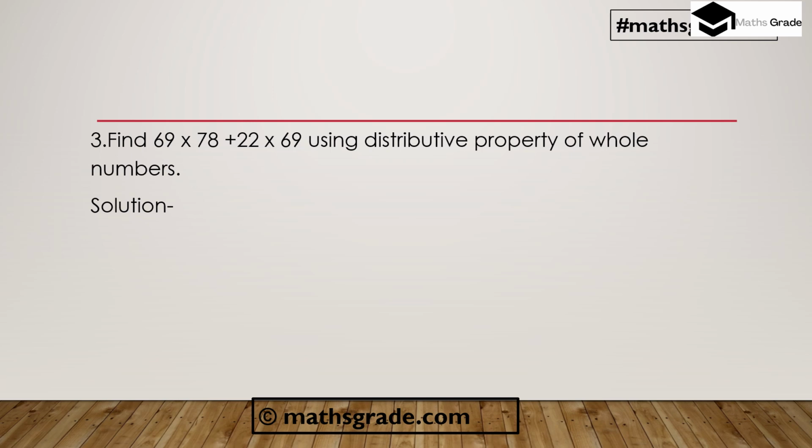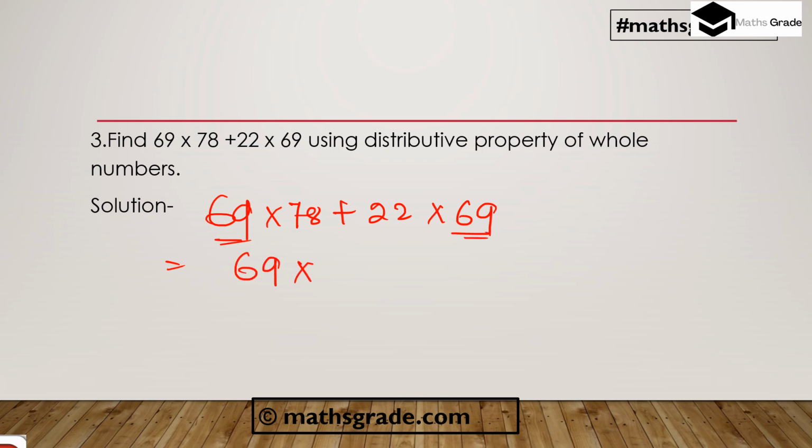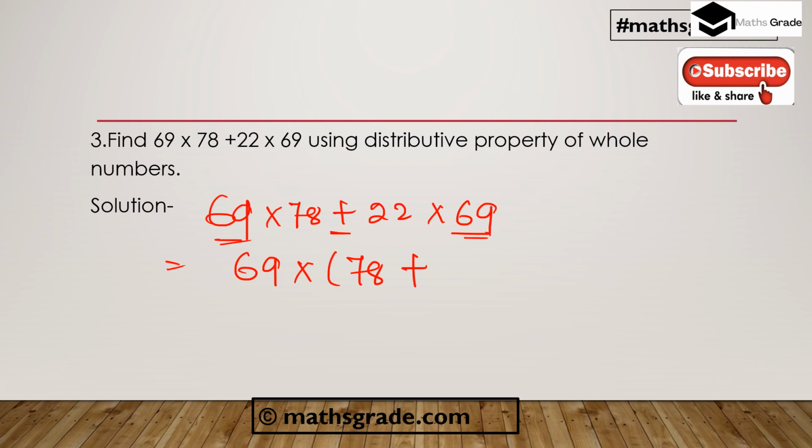Now the question number 3. Find 69 multiplied with 78 plus 22 multiplied with 69 using distributive property of whole numbers. We have to apply distributive property of multiplication over addition in these questions. 69 multiplied with 78 plus 22 multiplied with 69. Here 69 is a common value, so we take the common number 69, then multiply with 78 plus, this plus addition, then we have to add with 22.